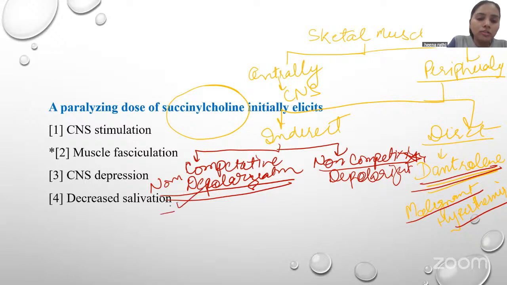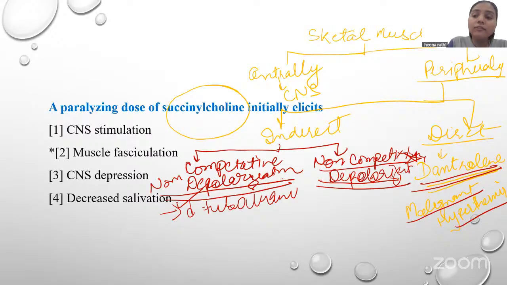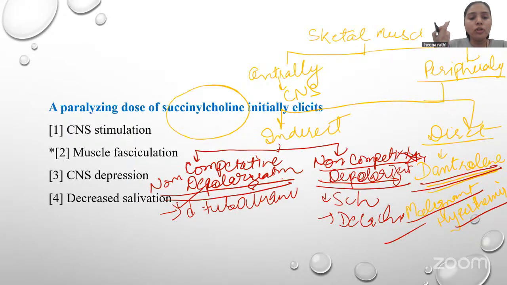The drugs used for this are D-tubocurarine and others. The non-competitive, depolarizing ones are going to depolarize the area. The drugs are succinylcholine and decamethonium. So what we have to understand is that a paralyzing dose of succinylcholine initially elicits... What is the meaning of depolarizing and non-depolarizing? What happens? Let us understand what it means.